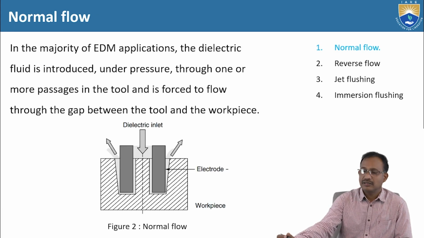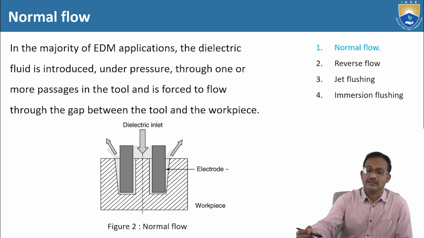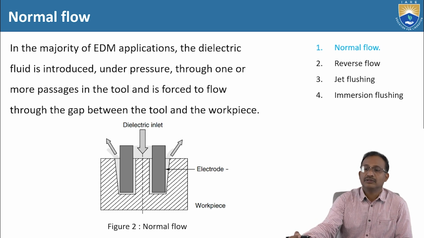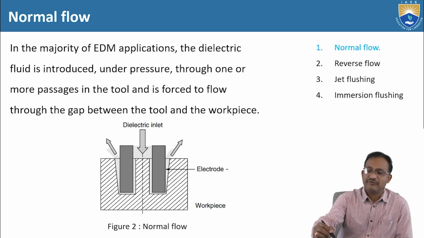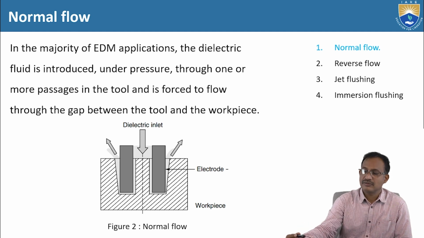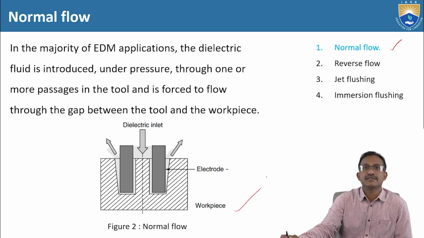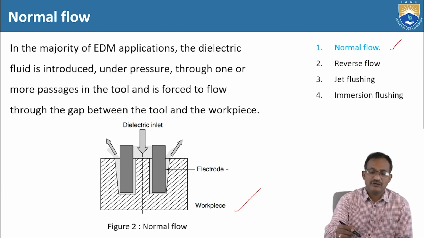Let me reiterate the methods of the different flushing types. Normal flow is the first one. Now we are going to discuss the normal flow. Now look at this diagram. In this figure 2, see, the dielectric fluid medium is entering in this direction.